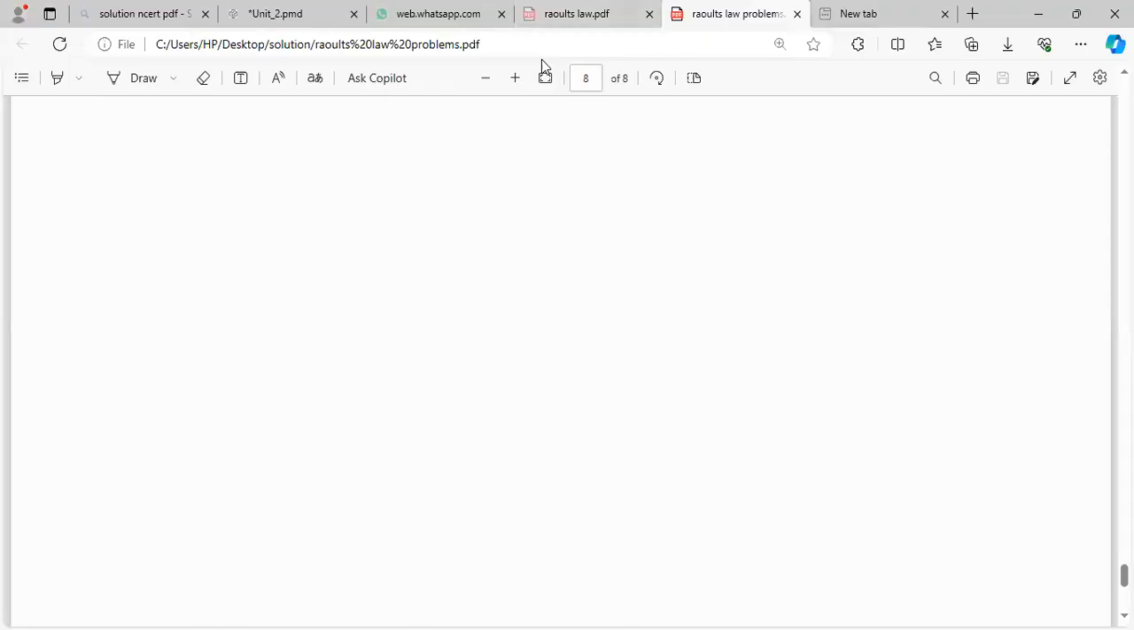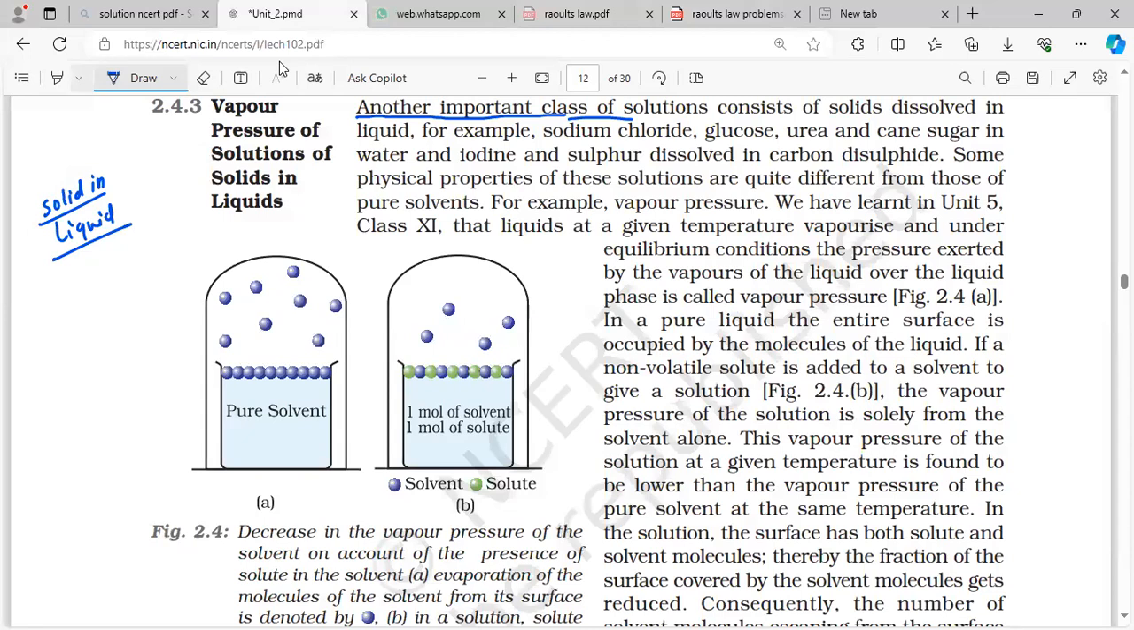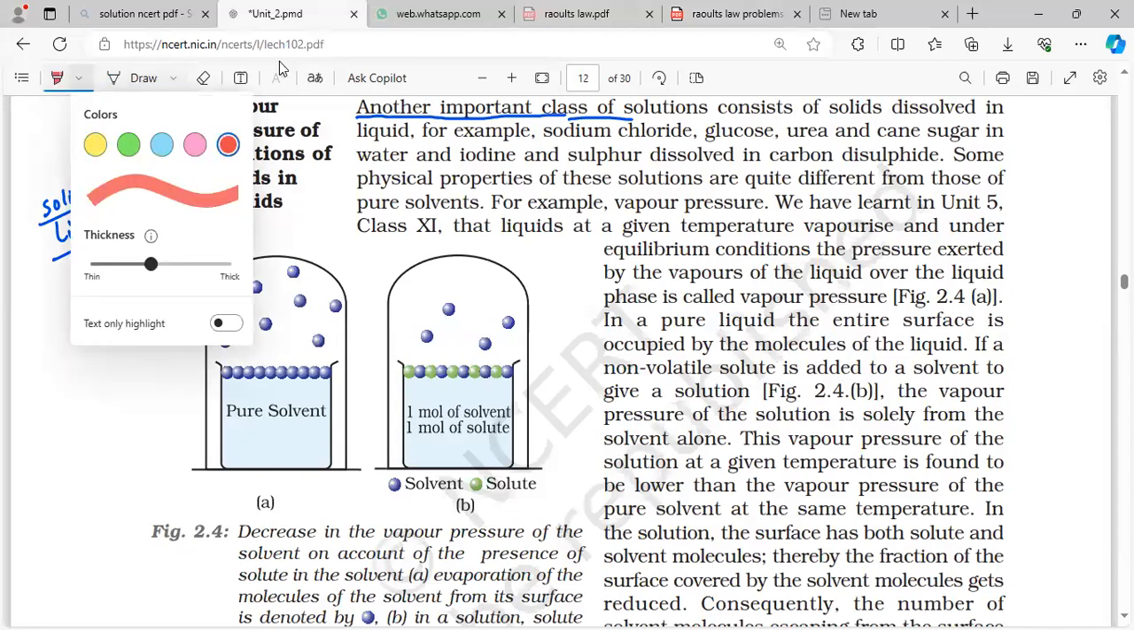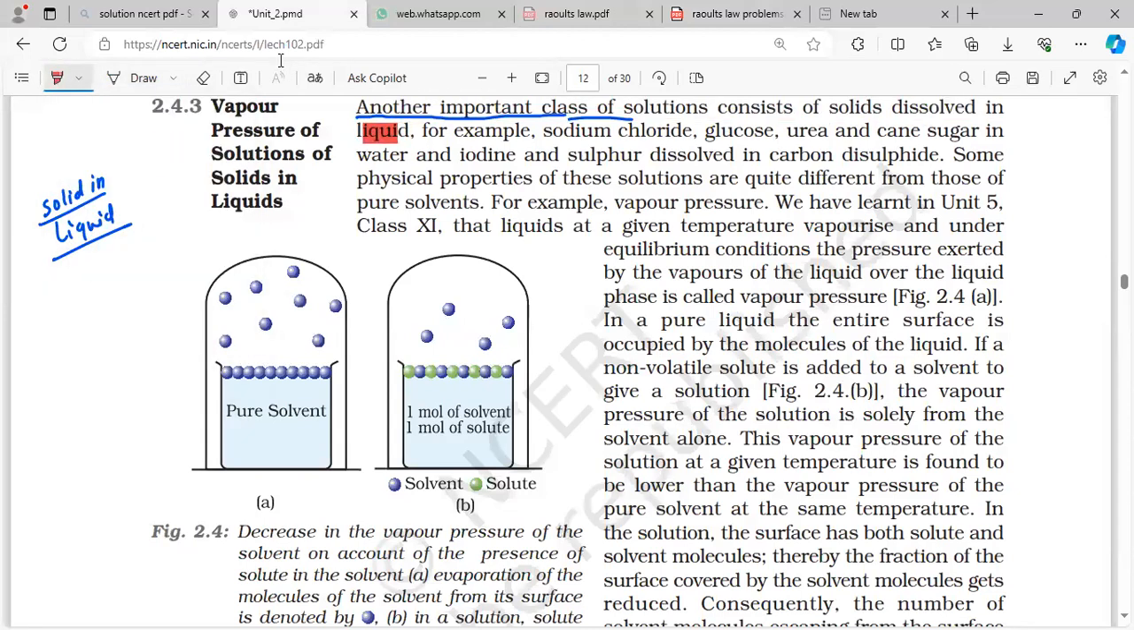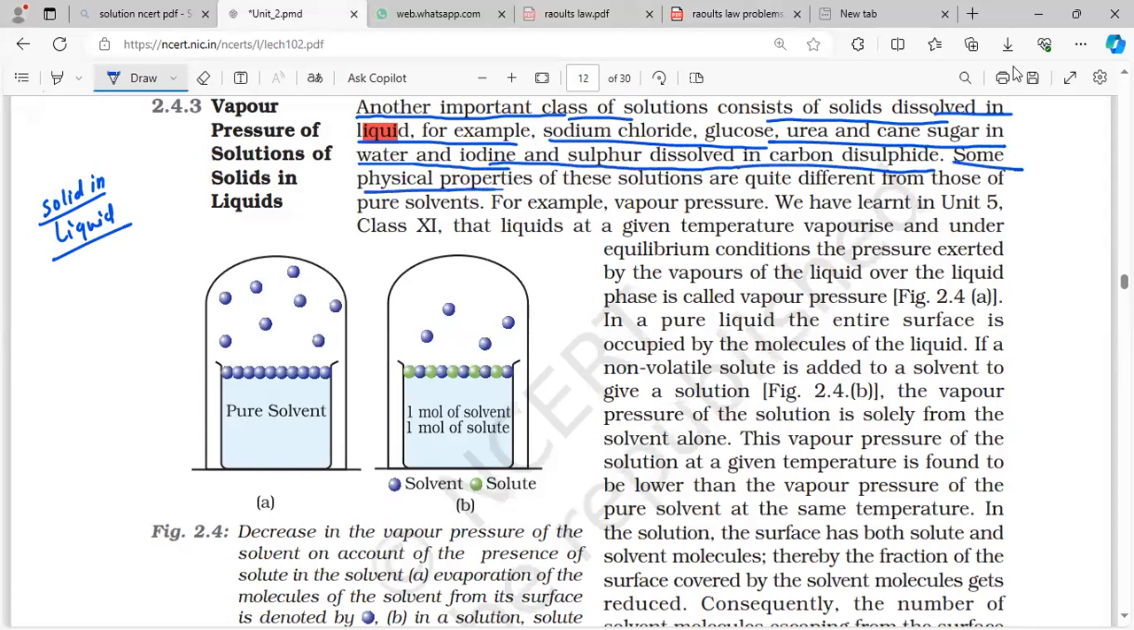Come back here. We are going to deal with the third type of solution now. Another important class of solution consists of solids dissolved in liquid. For example, sodium chloride, glucose, urea, cane sugar in water, and iodine, sulfur dissolved in carbon disulfide. Some physical properties of these solutions are quite different from those of the pure solvent.